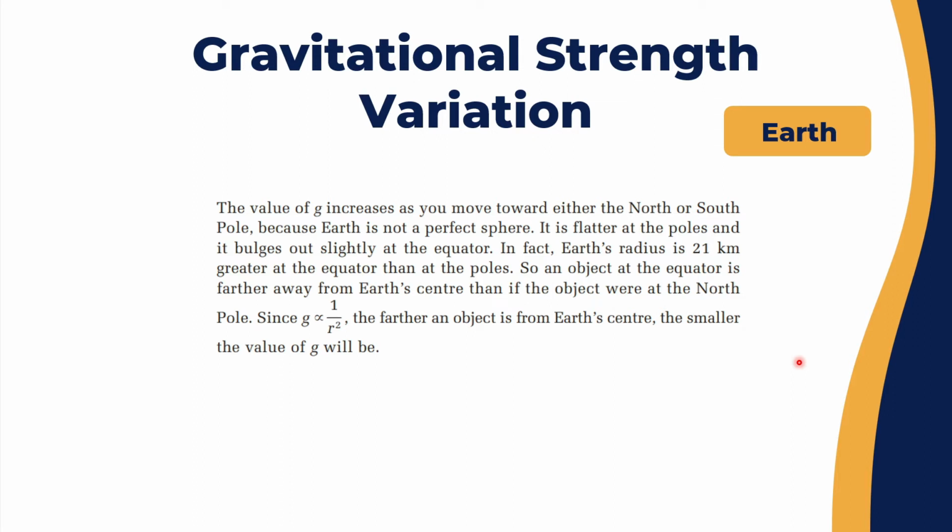With that being said, we can give a relation between the gravitational acceleration and the radius of Earth. In this relation, the smaller the r, meaning the closer you are to the center of the Earth, the higher the gravitational acceleration. The bigger the r, the smaller this number 1 over r squared, which means the smaller the gravitational acceleration. In more comprehensible terms, the farther an object is from Earth's center, the smaller the value of G will be.